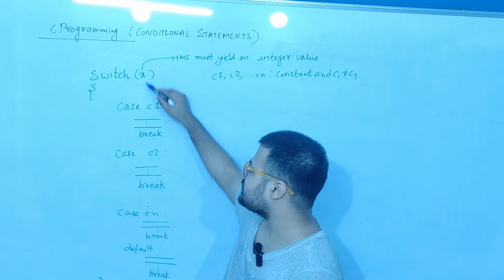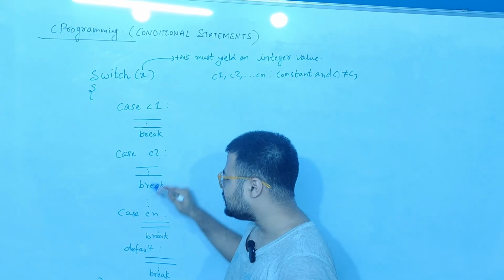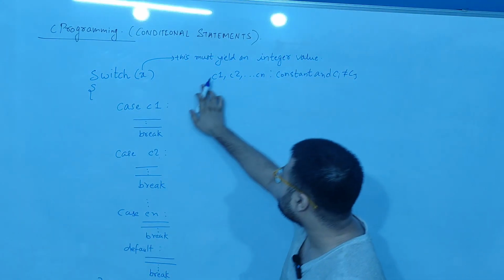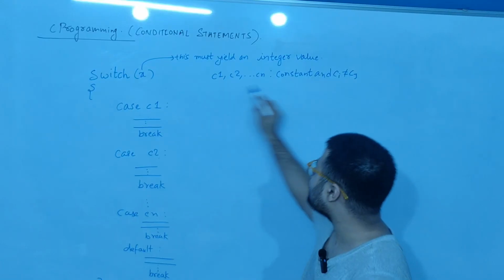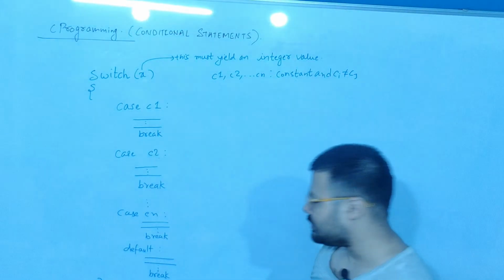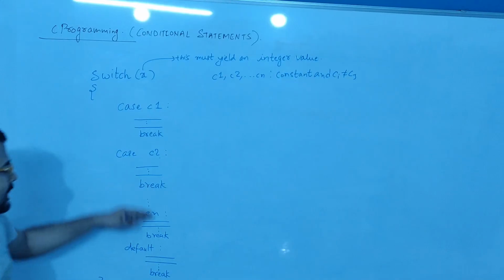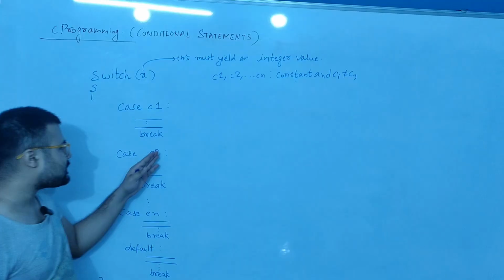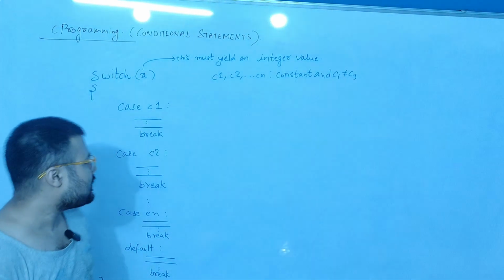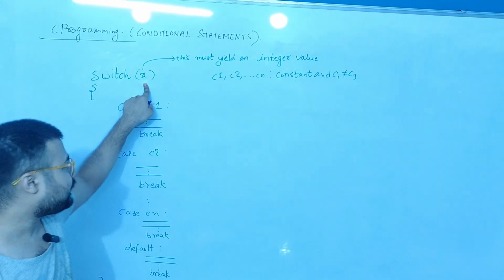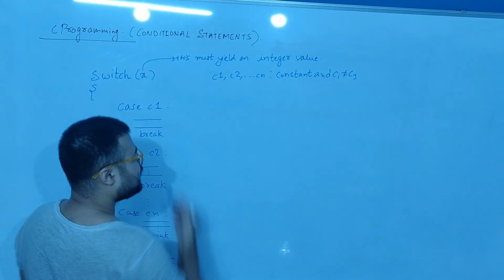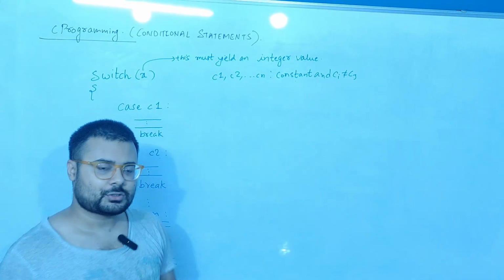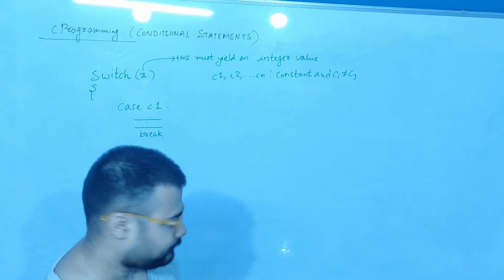Similarly, if C2 matches X, then the statements belonging to case C2 will be executed and then because of the break it will come out of the switch statement. These C1, C2, and so on up to Cn are constants, and unique constants, meaning no two cases can have the same value. So Ci is not equal to Cj. And this X will yield an integer. You can have a variable here, whose value must be an integer, or an expression that must evaluate to an integer.